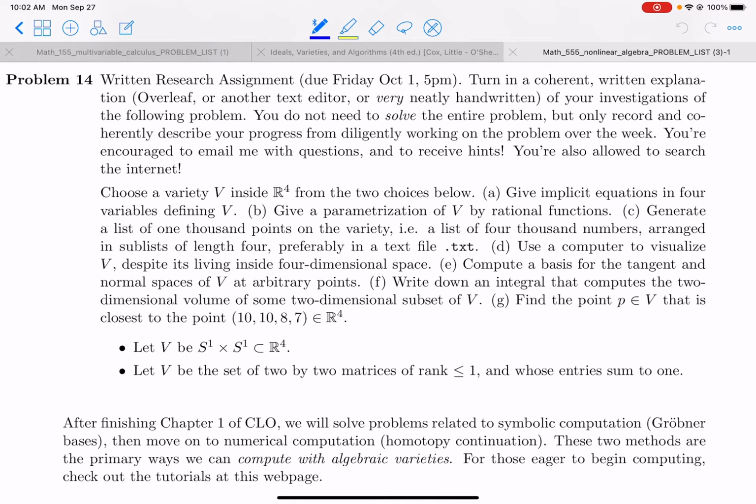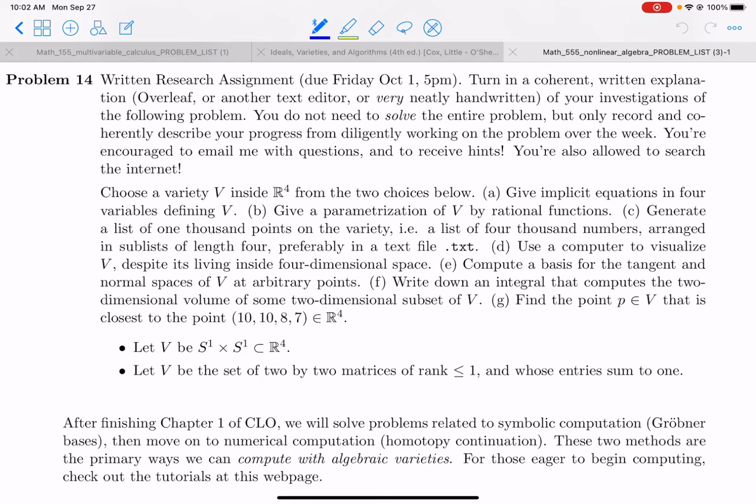The set of points x, y, and r such that x squared plus y squared equals 1. That works. So it's a sphere in one dimension, which is to say a circle, S1.